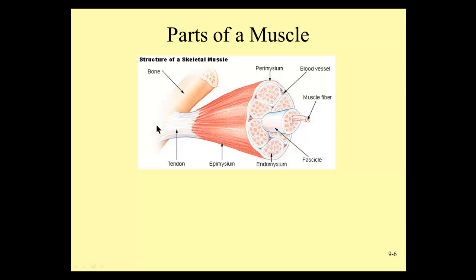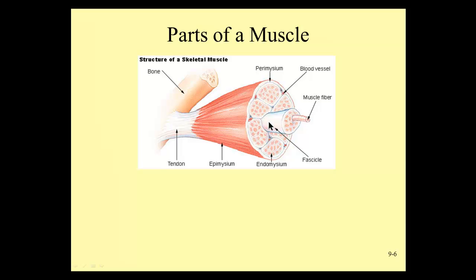Another connective tissue wrapping we see in muscle are these bundles of muscle fibers called fascicles. This is a fascicle. Here's another fascicle. Here's another fascicle. The connective tissue that we find around the fascicles inside of a muscle is called perimysium. So this is perimysium, and this is a fascicle. It's a bundle of muscle fibers. Again, this outer covering would be called perimysium.